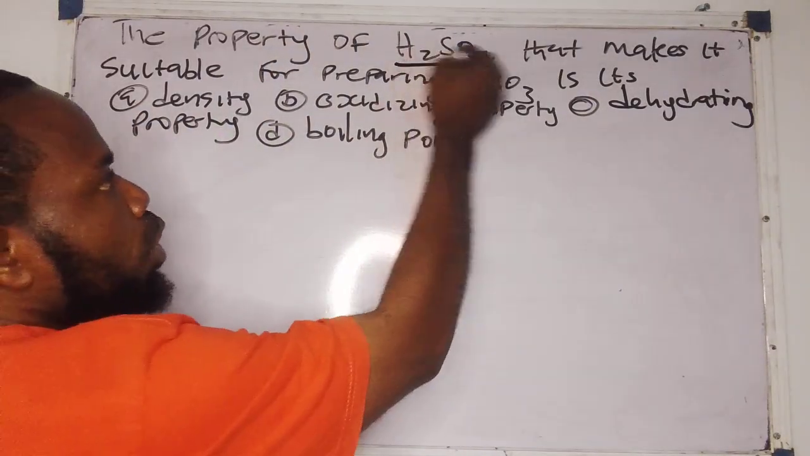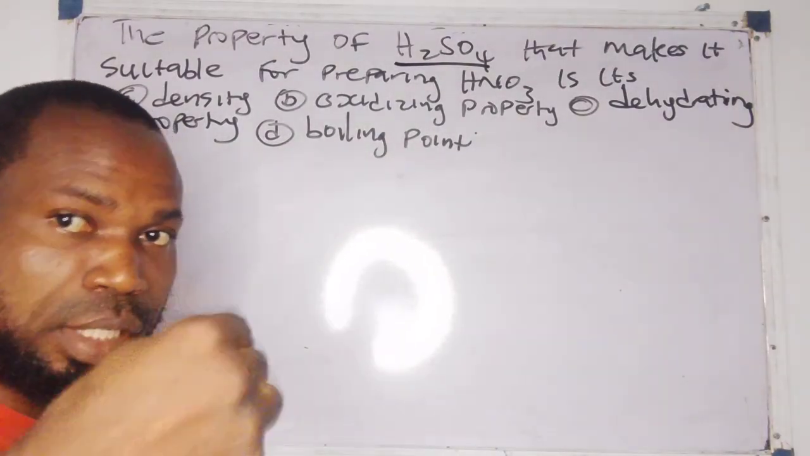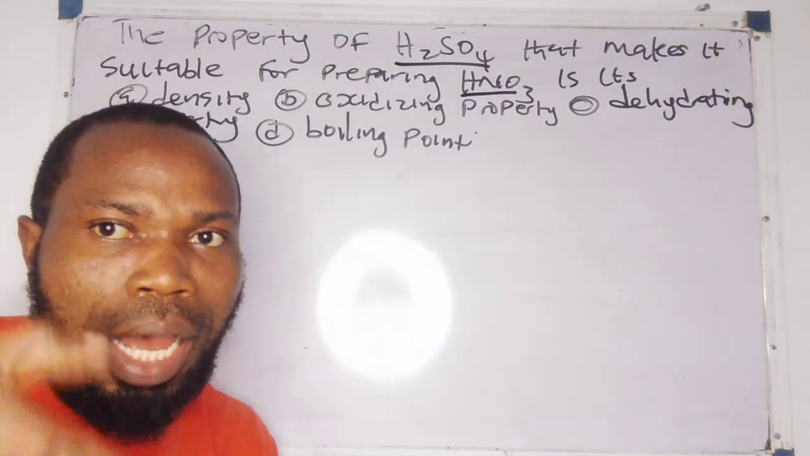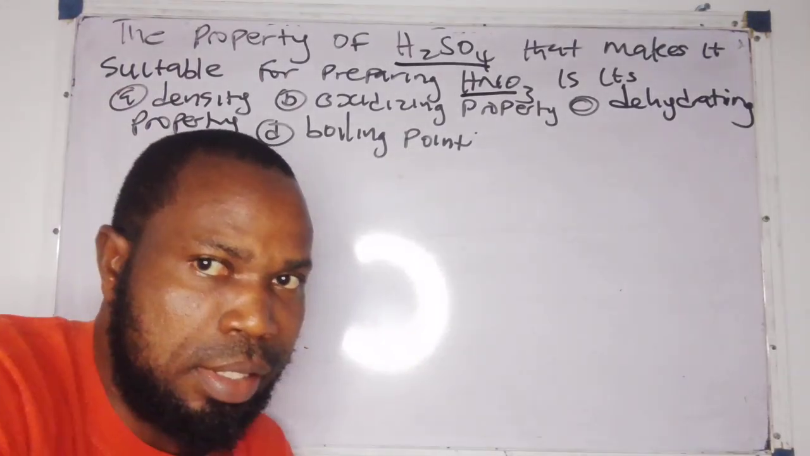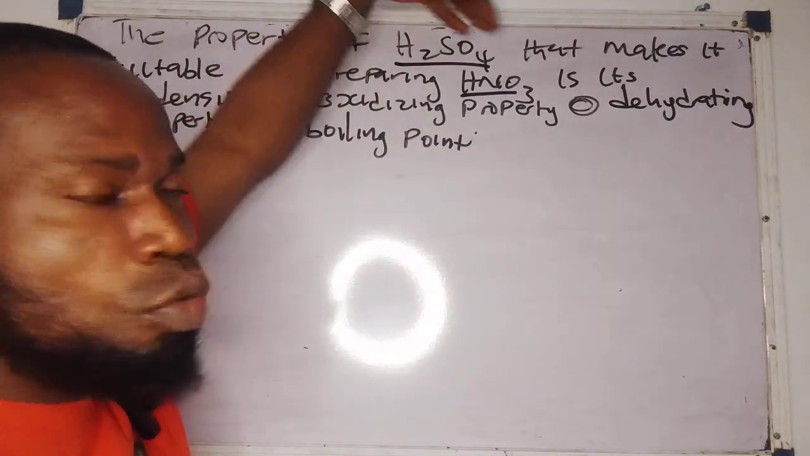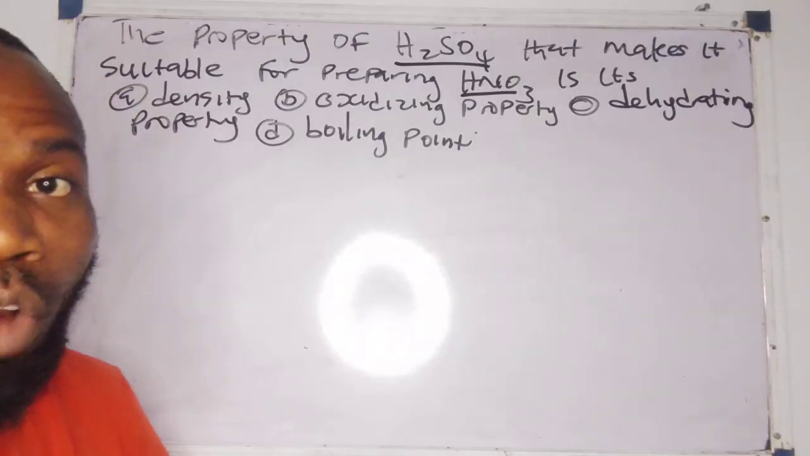First of all, you are going to recognize that yes, H2SO4 is an acid, that is sulfuric acid. Now, HNO3 is another acid. That means I am using an acid to manufacture another acid. There are reasons why H2SO4 can be used to manufacture other acids. That's why they call it the king of acids, or the king of chemicals.